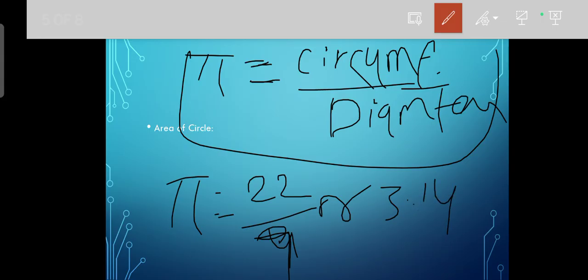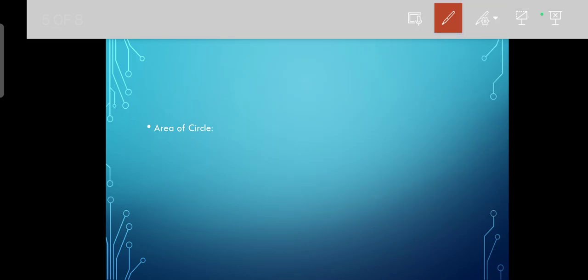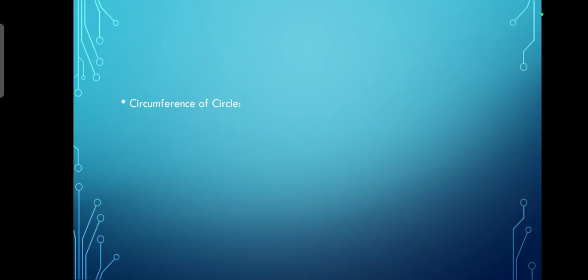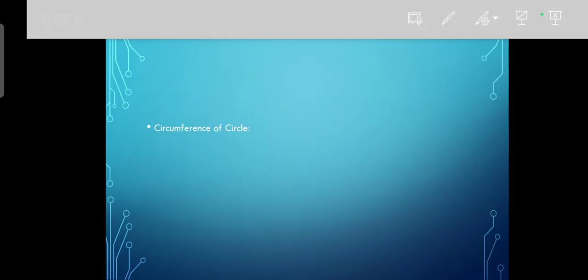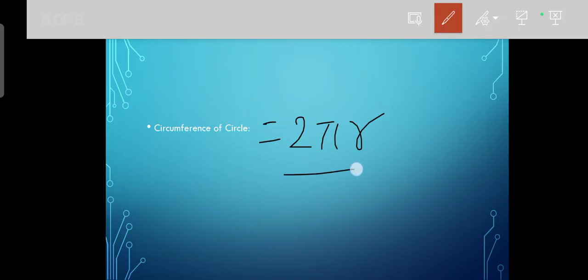Let's see some examples of it. Circumference of circle. What is the circumference of a circle? Let's start with the formula for finding the circumference of a circle, which is 2 pi r. The value of pi we will put according to our need, that is 22 upon 7 or 3.14, and r is equal to radius.